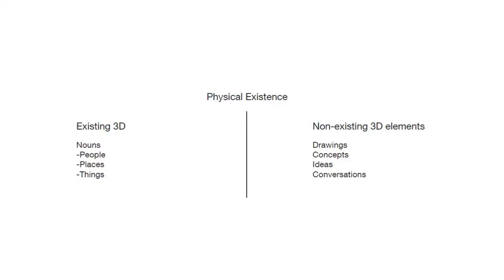Today we're going to be talking about 3D and reality. There are two categories that I'd like to explore: existing 3D elements and non-existing 3D elements. Existing geometry is pretty much every noun you can muster up in your brain: people, places, things, and so on. Non-existing includes drawings, concepts, ideas, and even conversation.